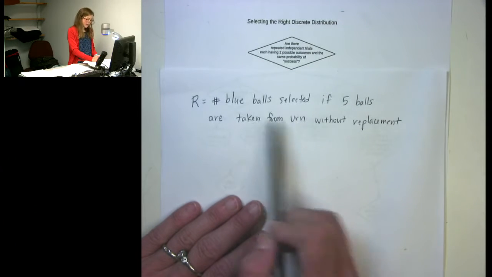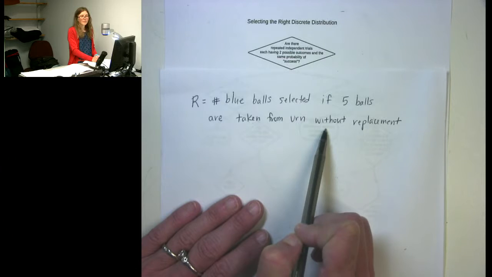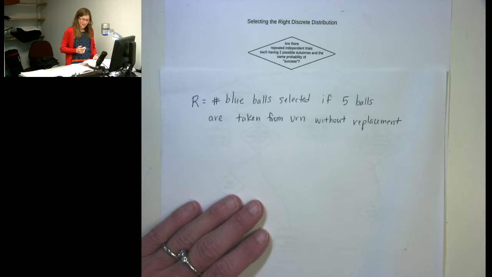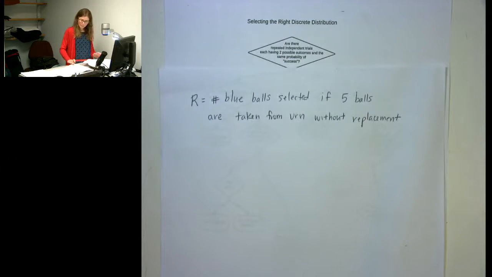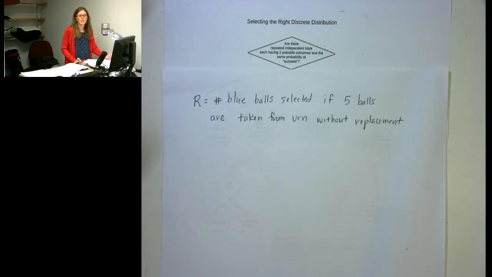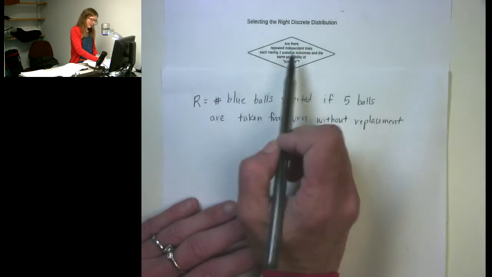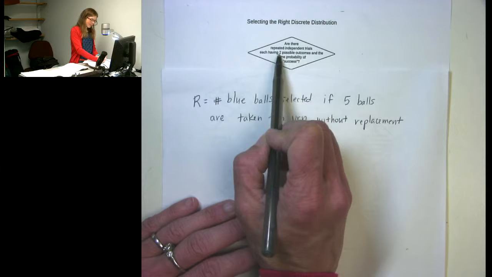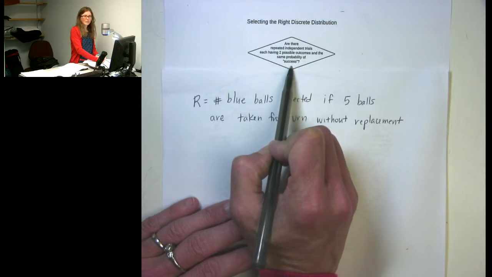Now, because the balls aren't replaced after they're taken out, if I pull out a blue ball the first time, the chance that the next ball will be blue is going to be, instead of being, there were 15 blue balls, so instead of being 15 out of 30, it would be 14 out of 29 the next time. So because that probability is changing, I don't have a situation where I've got independent trials with the same probability of success.